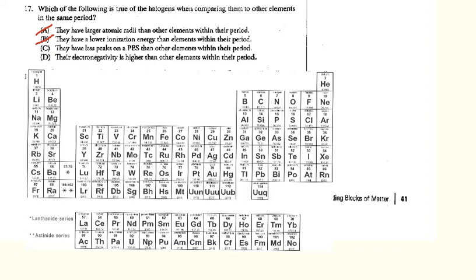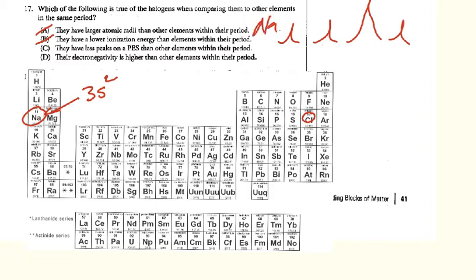C, they have less peaks on a PES than the other elements within their period. So photoelectron spectra, you remember, let's start with sodium. Let's compare sodium to chlorine. Well, sodium's highest energy orbital is the 3s2. And so it will have peaks all the way up to that point. 1s2, 2s2, 2p6 is going to be really tall, then 3s2. So that's what sodium looks like.